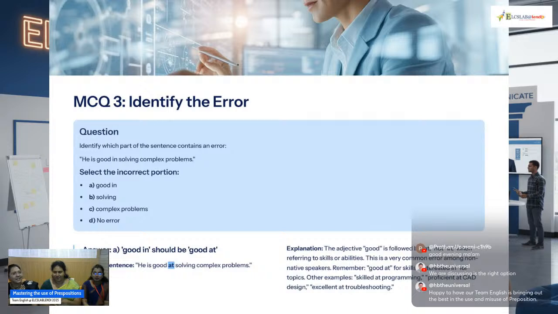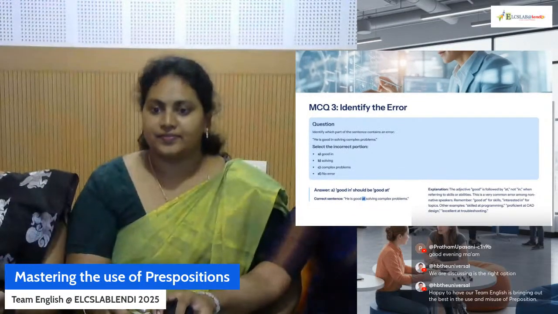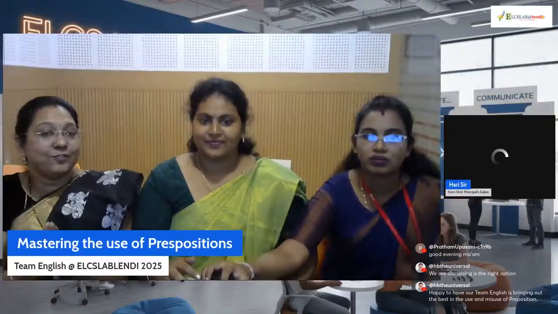So maybe I can say that I'm good at English. Very good. Okay, I'm good at my communication skills. But here it has mentioned good in solving problems. So what is the appropriate answer for this? Shall we check the explanation? Here is the explanation beautifully written below the question. Why we should not use good in and instead of good at?